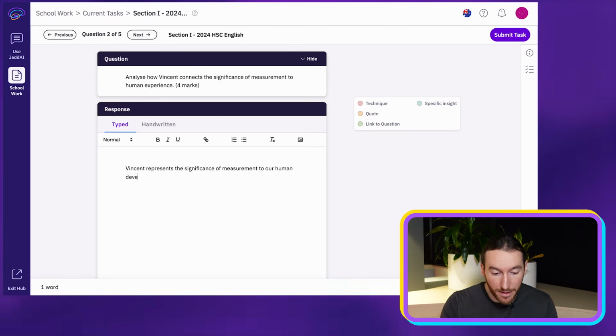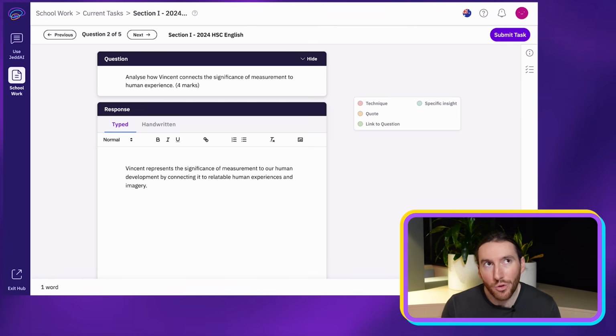Remember, we always need to expand on the key word. You want to use the key word or key term of the question, which we are right now, but you can't stop there. Otherwise, you've just repeated the question. So you want to split up the key terms and elaborate on each part as you go. So Vincent represents the significance of measurement. Now time to expand to our human development. Now, how does he do it? By connecting it to relatable human experiences and imagery, okay?